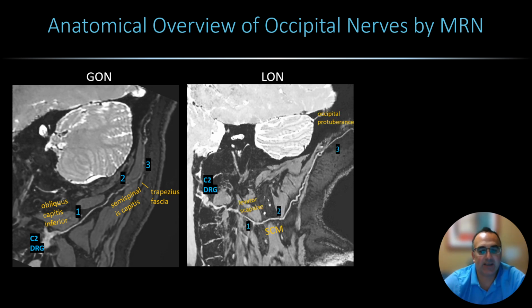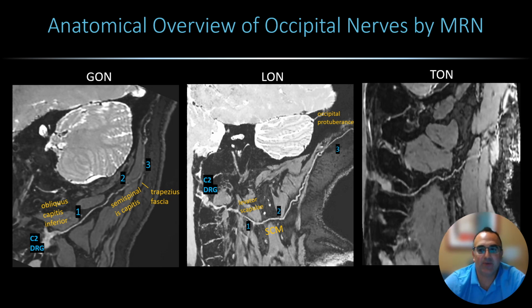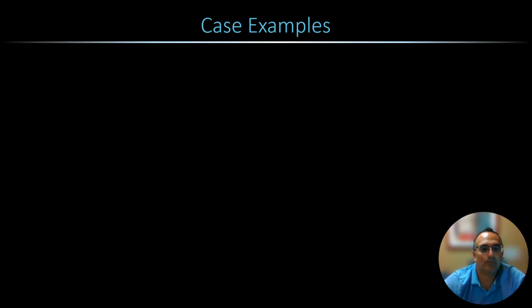Here, the lesser occipital nerve, as it courses around the levator scapulae and sternocleidomastoid muscle, and then ascends towards the occiput. And lastly, the third occipital nerve, here running into the C3 dorsal root ganglion by the semispinalis capitis and the other paraspinal muscles here for reference.